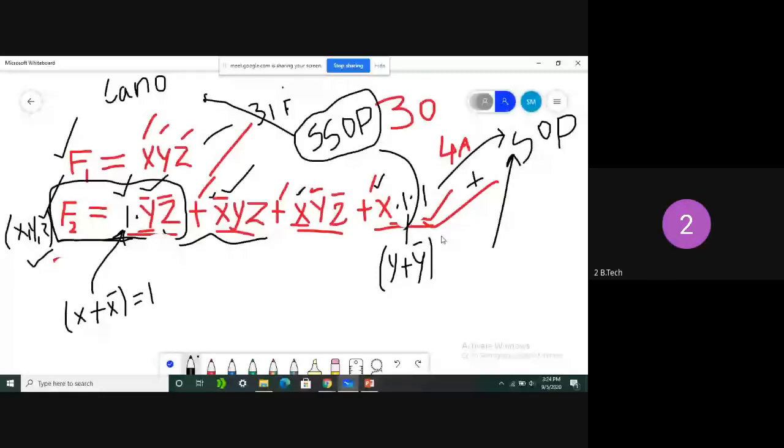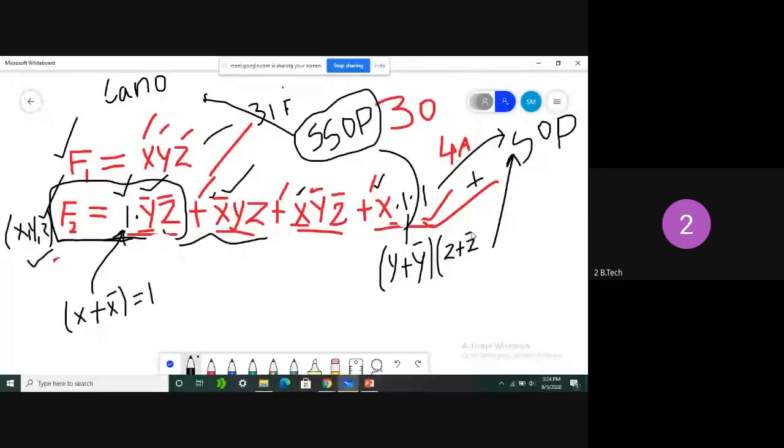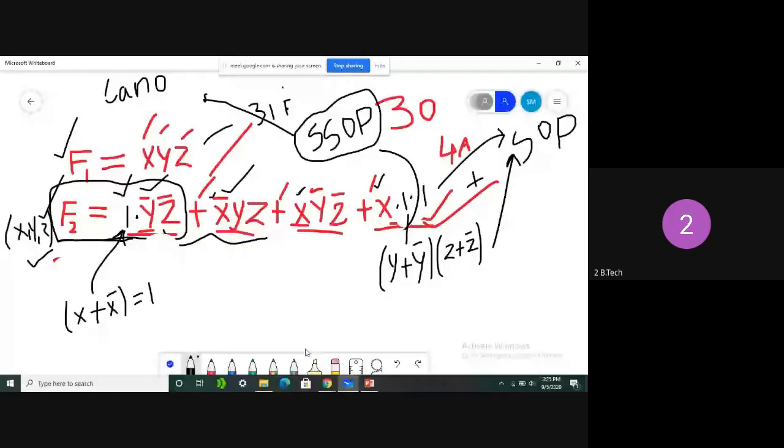So I am multiplying here with Z plus Z bar. After simplification we get the same function, so no more changes occurred for this function. So this is the way we can convert sum of product terms into standard sum of product terms or canonical form. Hope everyone is clear? After multiplying with X plus X bar, we can see how this function is obtained. XY.